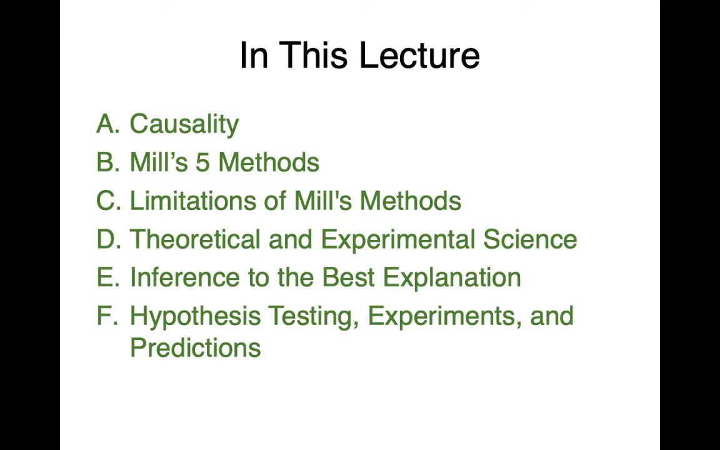In this lecture, I'll talk about, in general, the concept of causality. It's a very complex idea. We'll talk about Mill's five methods, limitations of those methods, the relation between theoretical and experimental science, the notion of inference to the best explanation, which is a kind of induction, and I'll talk a little bit about hypothesis testing, experiments, and predictions. Say a lot more about that when we discuss Chapter 13.